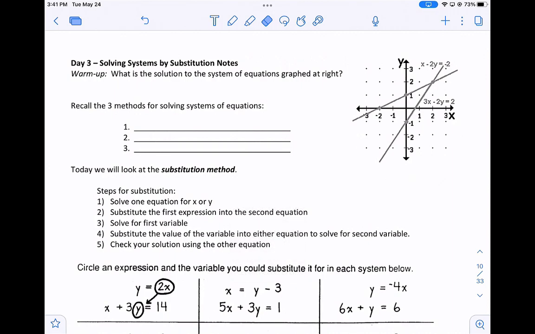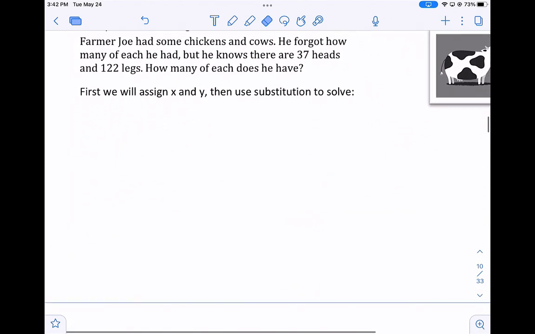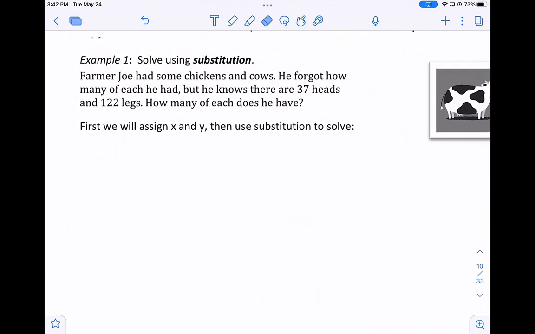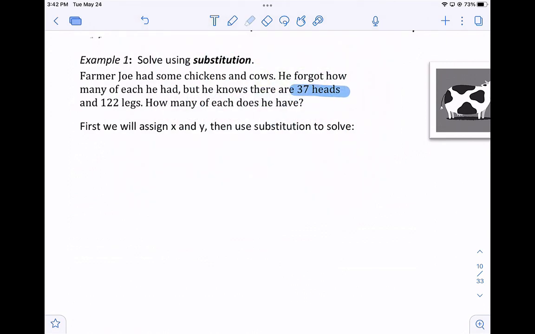So we skipped ahead to substitution instead of day 2. We looked at day 3 and we started with this problem. Farmer Joe had some chickens and some cows and he forgot how many of each he had. But he knows that there are 37 heads and there are 122 legs. How many of each does he have?